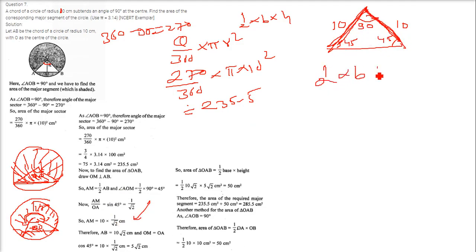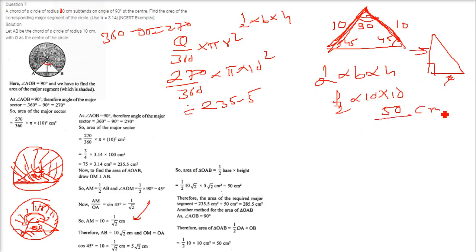So half into base into altitude. We already have base and altitude. This is 10 and this is 10. So half into 10 into 10. You don't have to go for this cos 45 or sin 45, etc. You already have it, because this is a triangle with a 90 degree angle, so this is base and this is altitude. Just multiply, half into 10 into 10, which is going to be 50. This is 50 centimeters square.